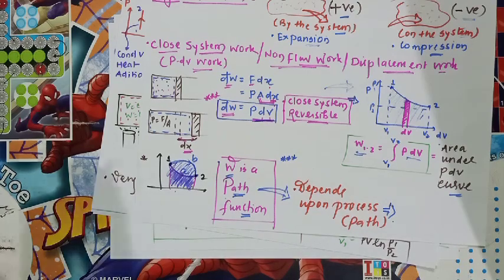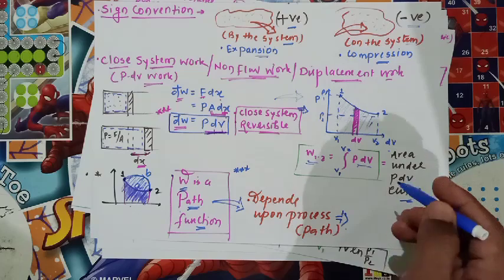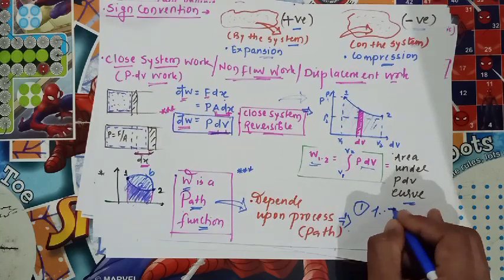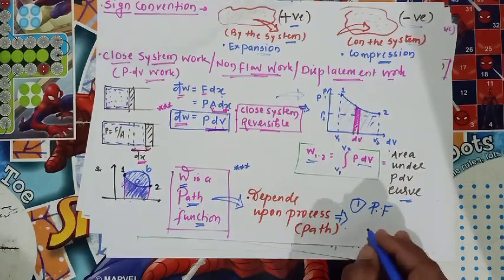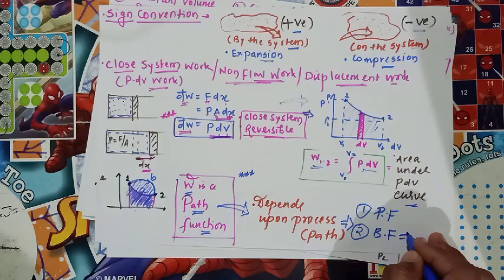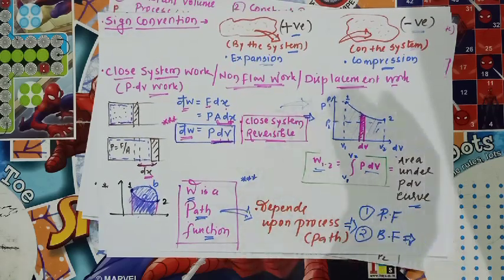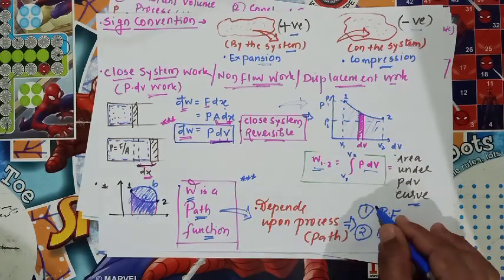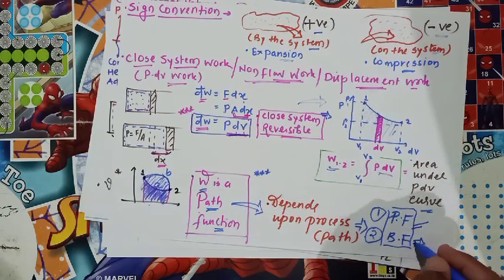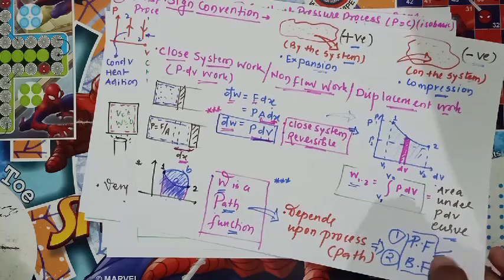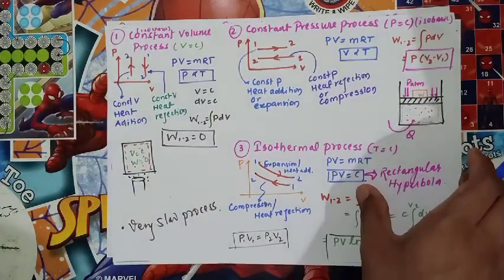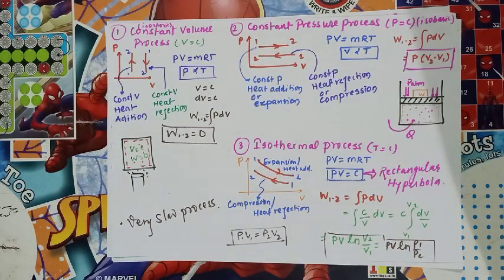So we have seen two important conclusions about work transfer. Number one, work transfer is a path function. Important conclusion. And number two, work transfer is a boundary phenomenon, that is, it depends on whether the work is crossing the boundary or not. So this is theoretically very important for work transfer. Work transfer is a path function and work transfer is a boundary phenomenon. These two concepts are highly important if you are preparing for the ESE. Now let's see different processes and different formulas for work transfer.